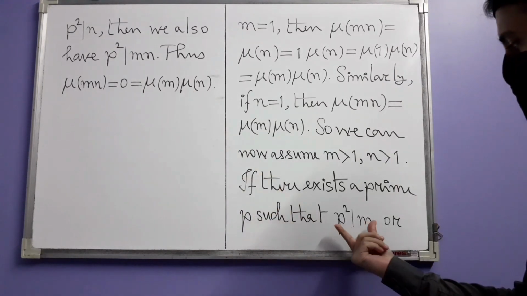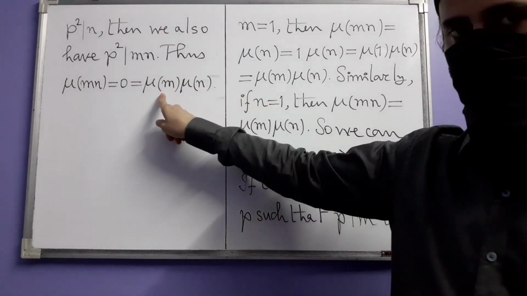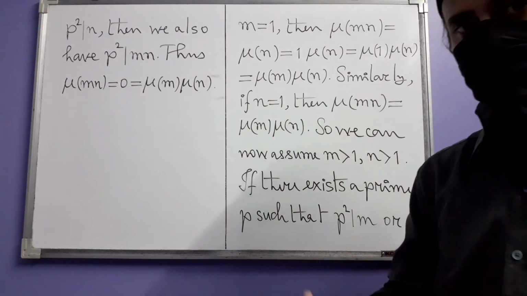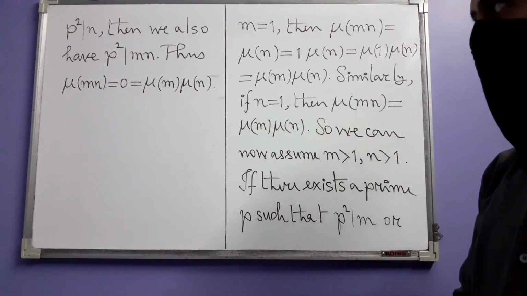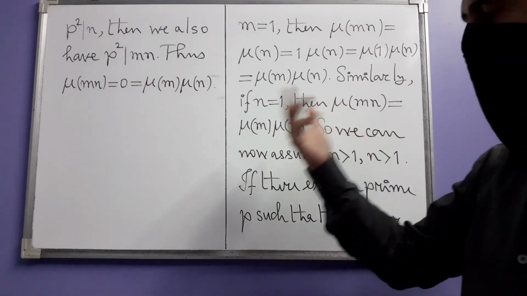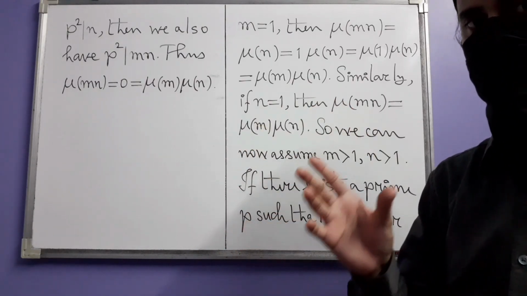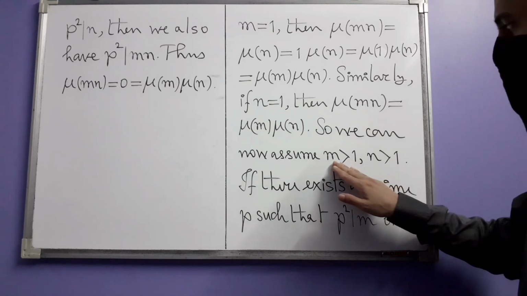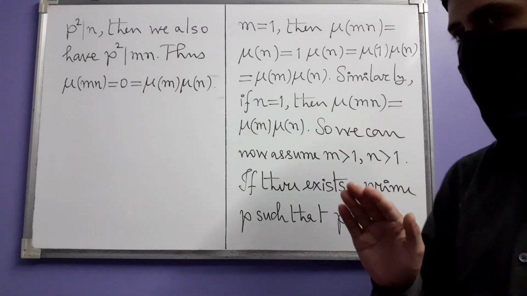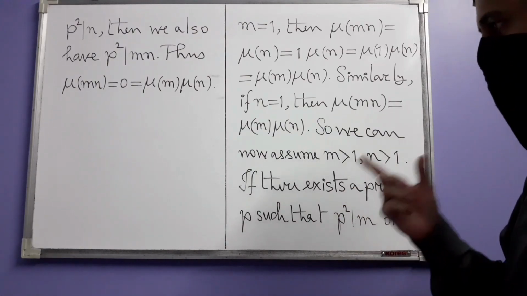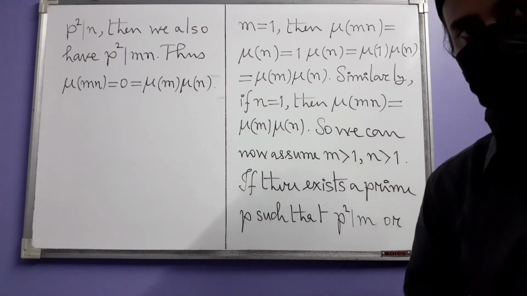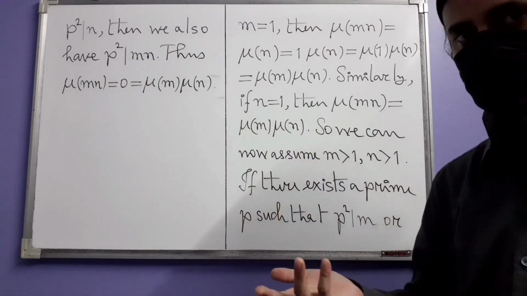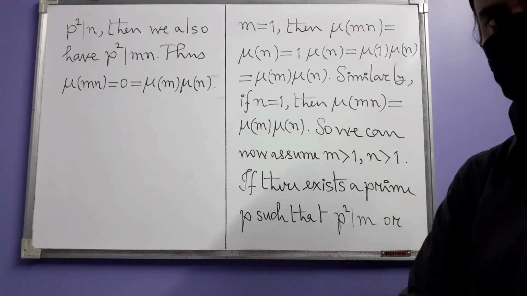Why? If this is the case, then mu of m is equal to 0, or if that is the case, then mu of n is 0. So anyway, the product is going to be 0 in this case. So this case is also settled, and our claim is true. So we can now further assume that not only are m and n both greater than 1, but both of them are square free. This was the case where at least one of them is not square free, so we are left with only the case that both of them are square free.